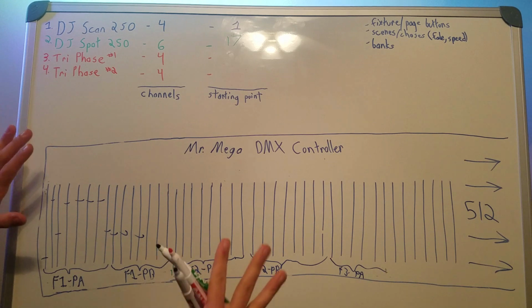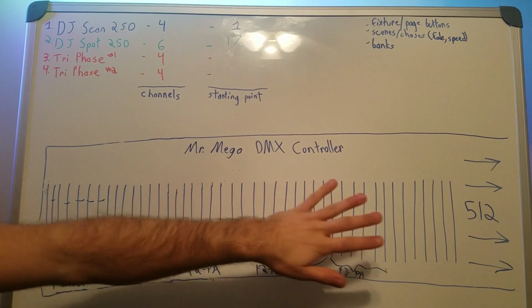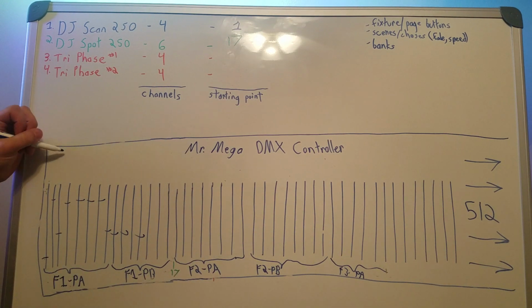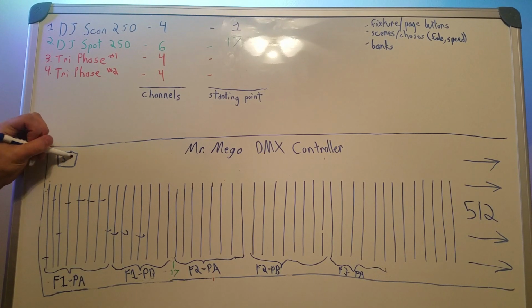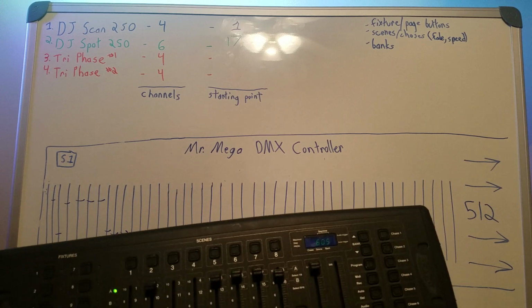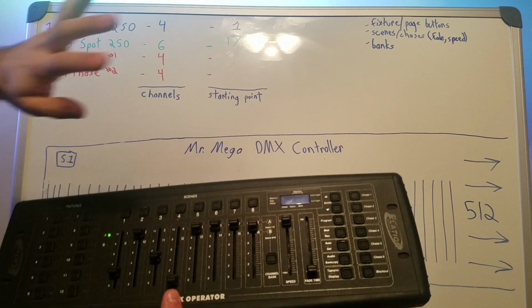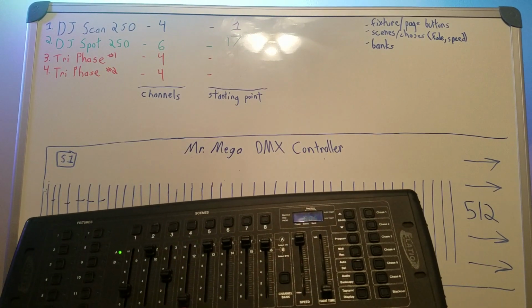Well, I say, okay, I want the controller to take a screenshot of all the channels where they are, and I want it to save them. Well, you save it as a scene, and that's what this button here is. A scene is just taking a screenshot of what all the channels are doing at a specific time.